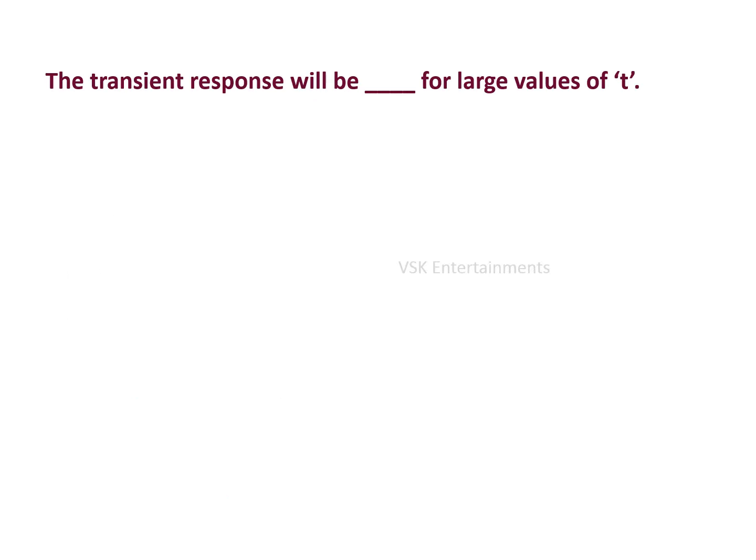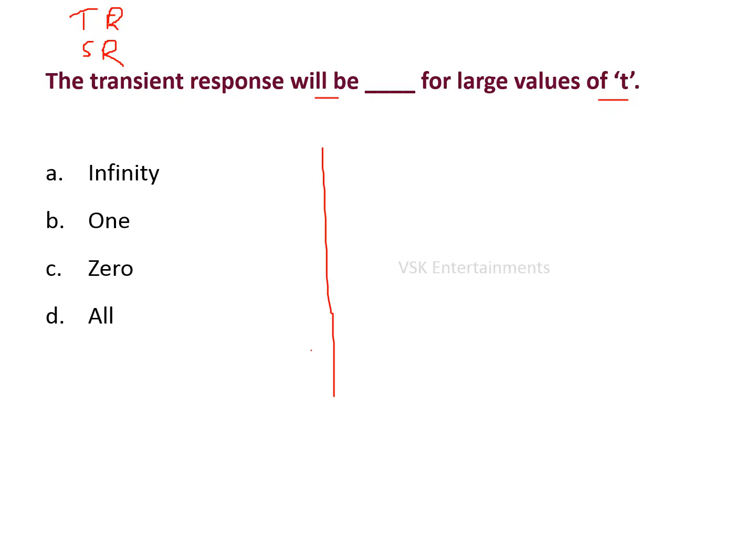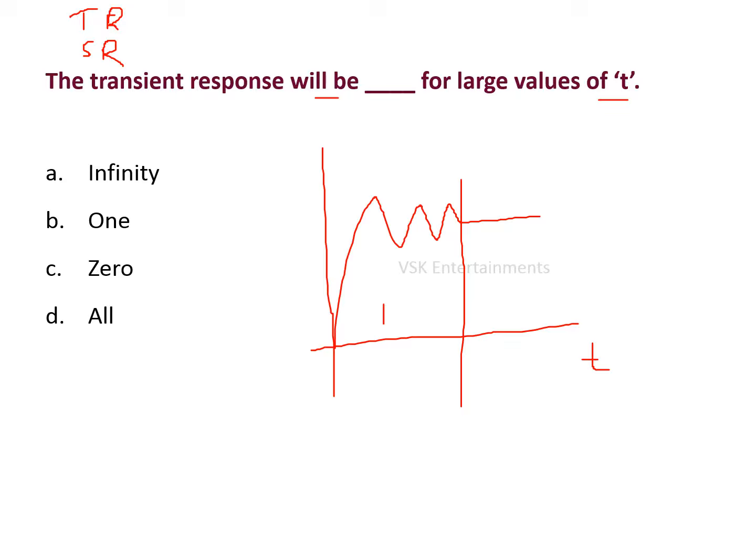Okay, coming to next one, the transient response will be dash for large values of time t. Options are infinity, 1, 0 and all of the above. If you consider any type of system, there are two types of responses. First one is the transient response and second one is the steady state response. For example, consider the response of a second order system. This is time. The response up to this point is the transient response. Later on we are going to get the steady state response.